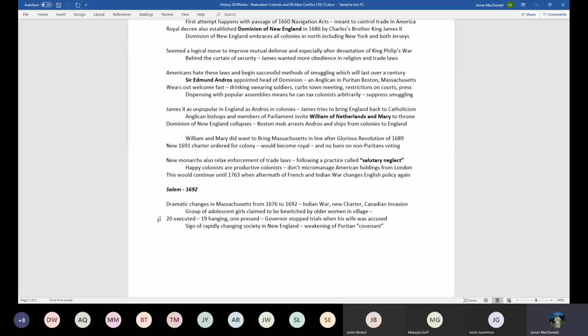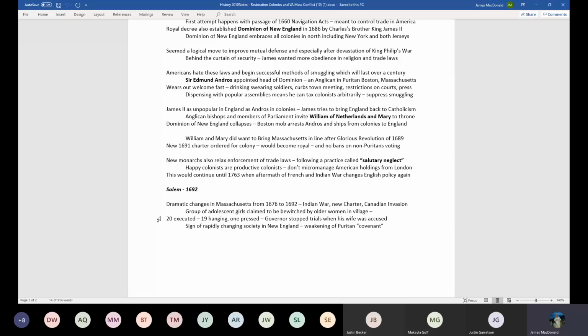We don't reject England. People often confuse it. You hear rebellion and revolution, you're like, oh, independence. Nah, no one's saying that, not yet. Not for another almost 100 years. They're throwing out James's unpopular reforms. They're not throwing out their connection with England. They want things the way they were before. Glorious Revolution. All of a sudden, there is no more existence of the Dominion of New England.